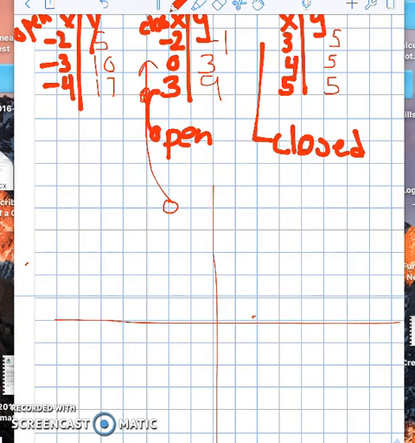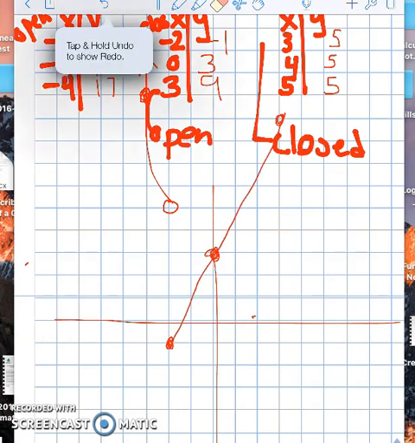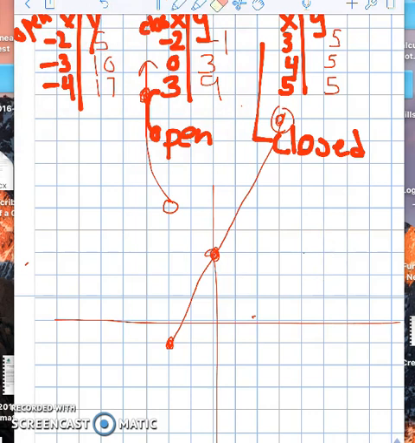Negative 2, negative 1, we said was a closed circle. 0, 3, 3, 9, 1, 2, 3, 1, 2, 3, 4, 5, 6, 7, I apologize again, I didn't leave enough room here. So we have that second one, and then 3, 5. But this one up here, whoops, should be open. So I'm going to put a big open circle right there. And then this last one, 3, 5, 3, 1, 2, 3, 4, 5, 4, 5, and 5, 5, and we could draw our line going over.